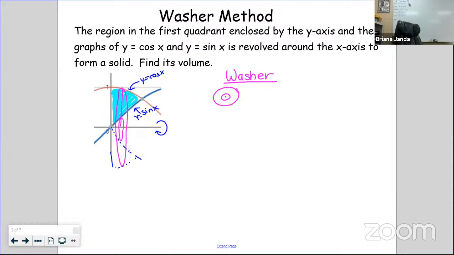Our radius again goes from our axis up to our functions. Outer radius, so considering that longer one, top minus bottom, well, our bottom is going to be our axis at 0. So it's just our top function there. And our top function is cosine of x.